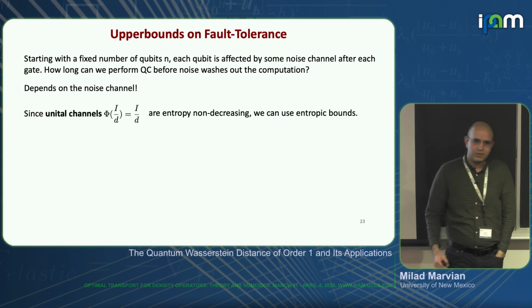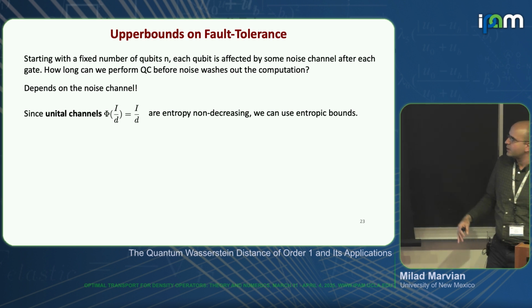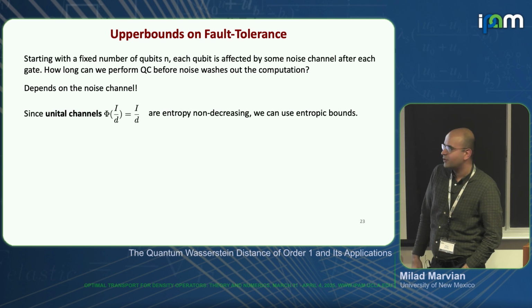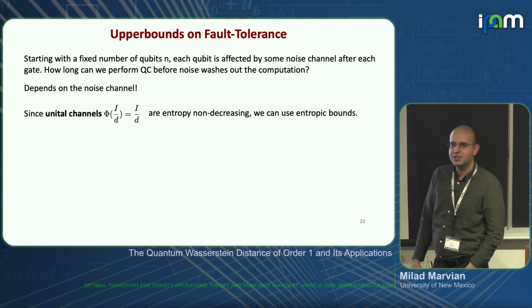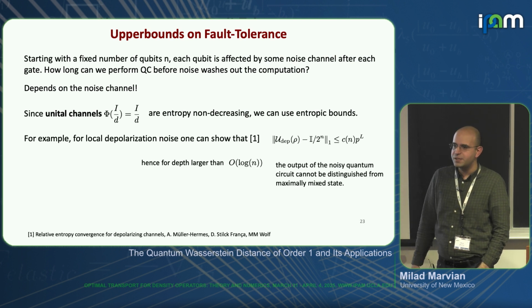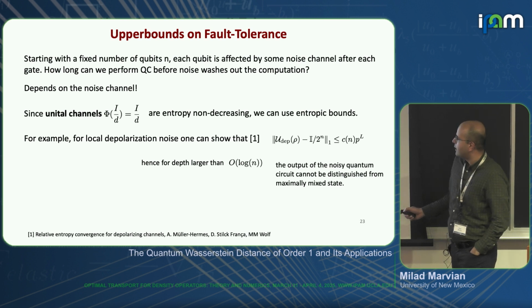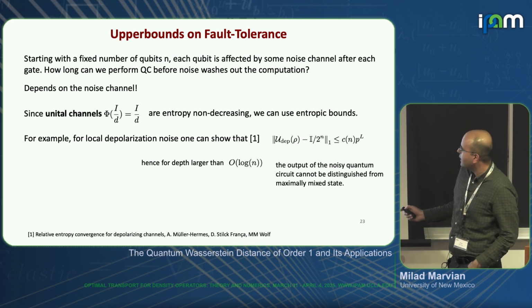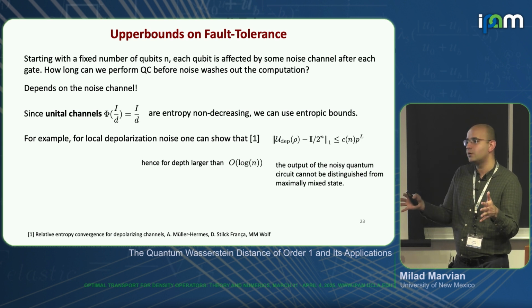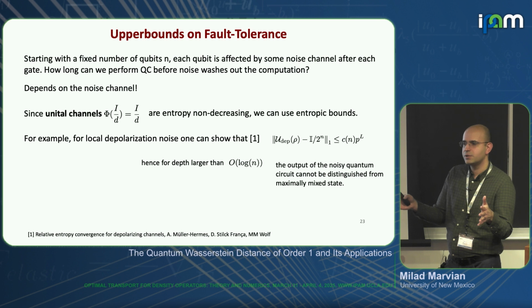When the channel is unital, because, for example, it's entropy non-decreasing, you can show that entropy measures like relative entropy, et cetera, are very handy. And for specific channels like local depolarization, you can already show that after logarithmic depths, your computation will be washed out by noise.